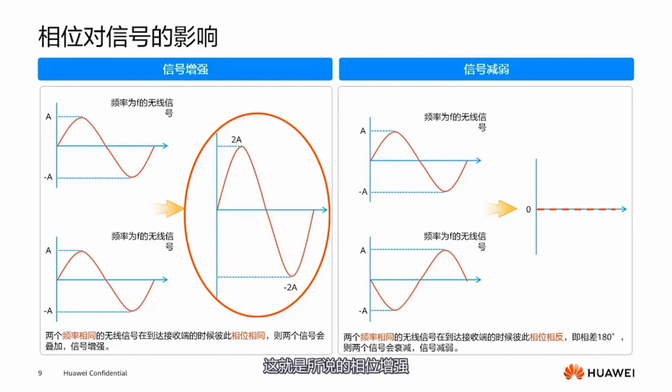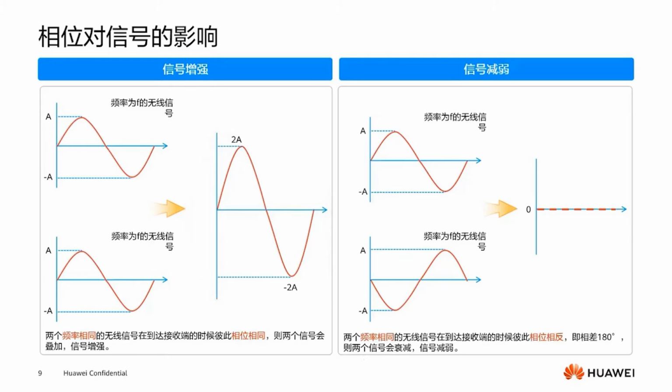There's also signal weakening. If one signal is like this and another is opposite, offset by 180 degrees, then it effectively weakens that signal. In device development, corresponding technologies must be used to avoid signal weakening due to phase issues. These are some of the basic concepts: wavelength, frequency, phase, and amplitude. Next, let's look at how the process of wireless communication works.